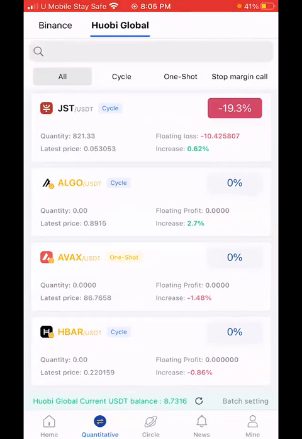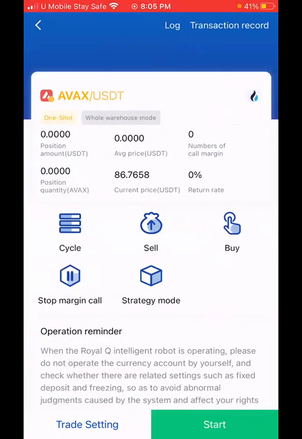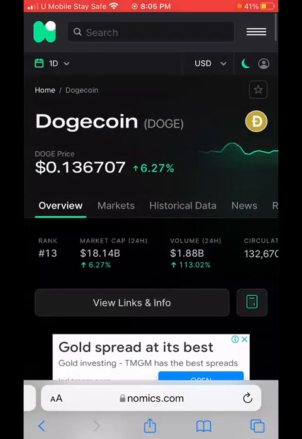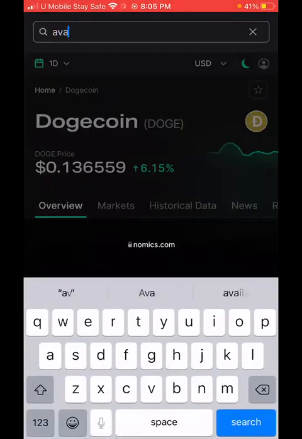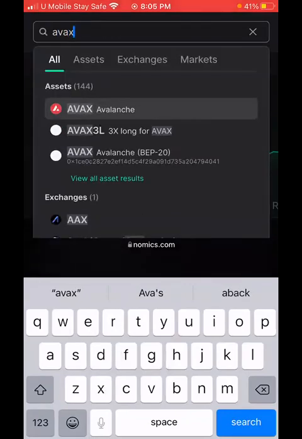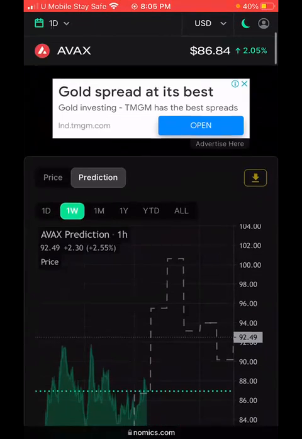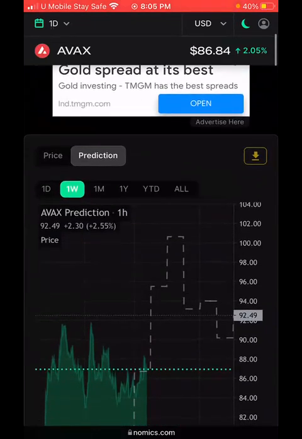Now, if you pick a coin that you want to trade on Royal, let's assume we pick this coin, AVAX. What do we do? We go to Nomics. That's the first thing we do. Then we go on top and type AVAX. You look at AVAX, and it is at $86.84. Why I always recommend AVAX, starting from last year, is because it is a volatile coin.